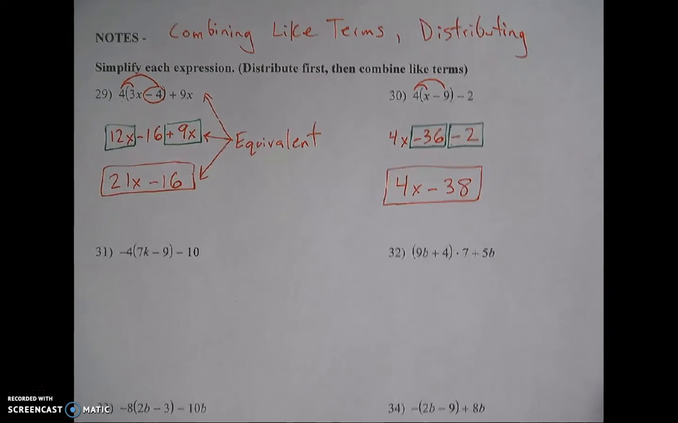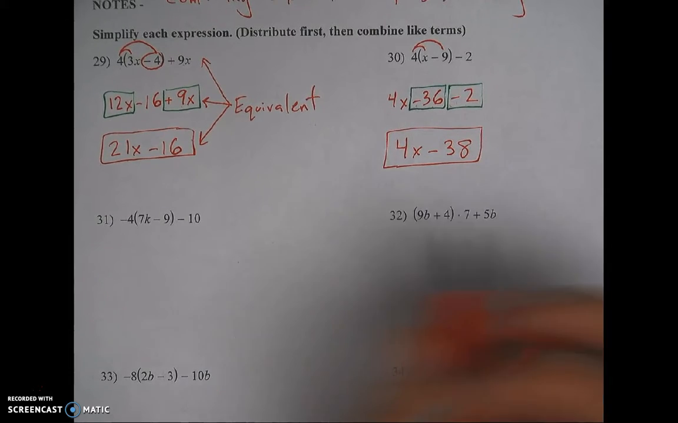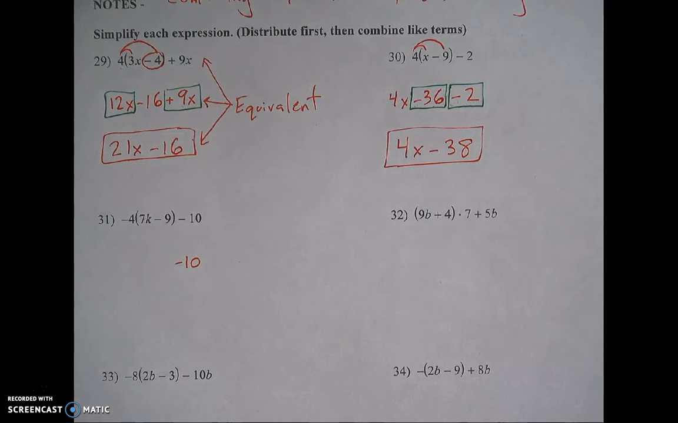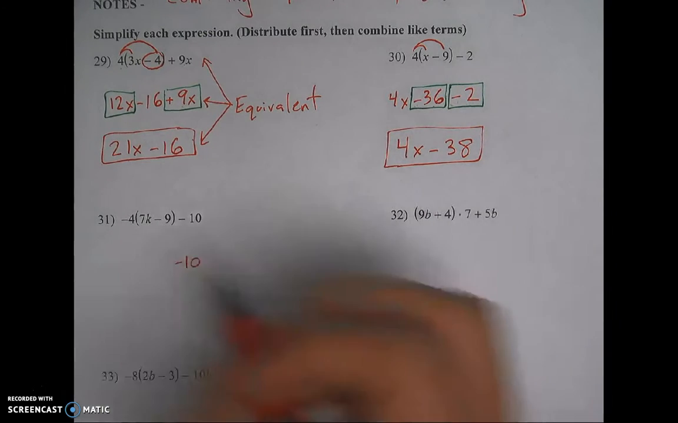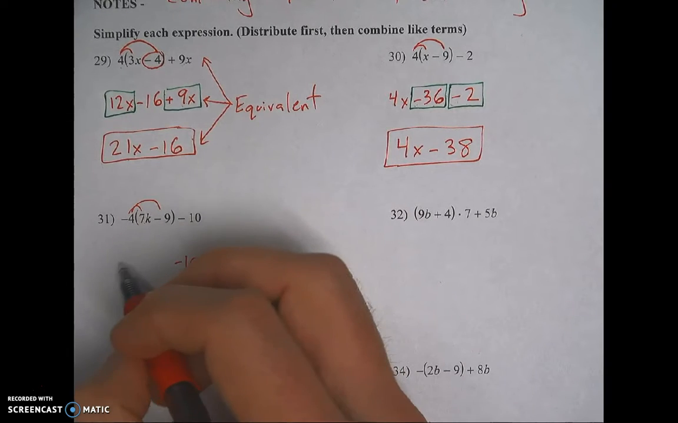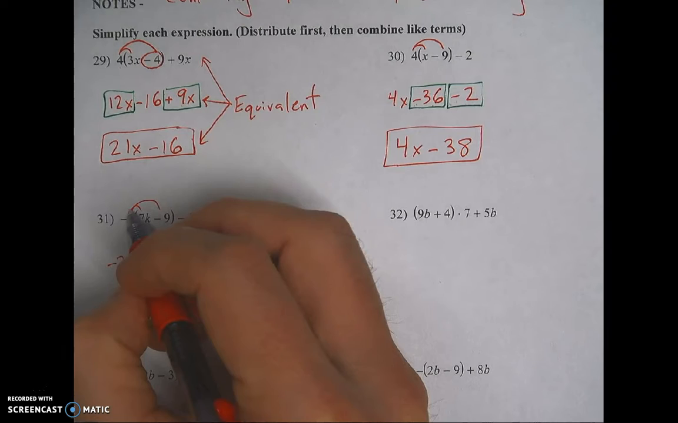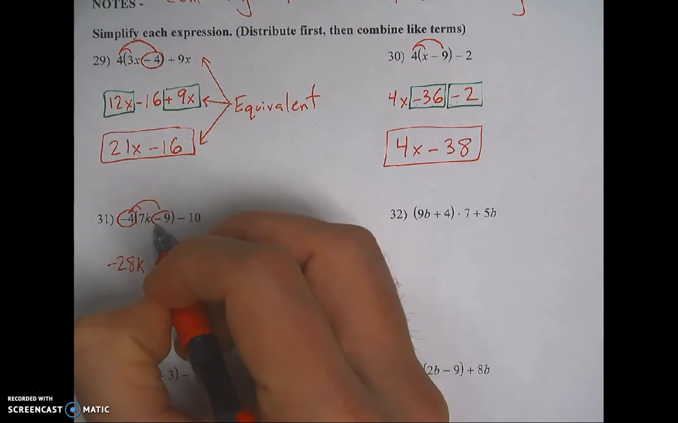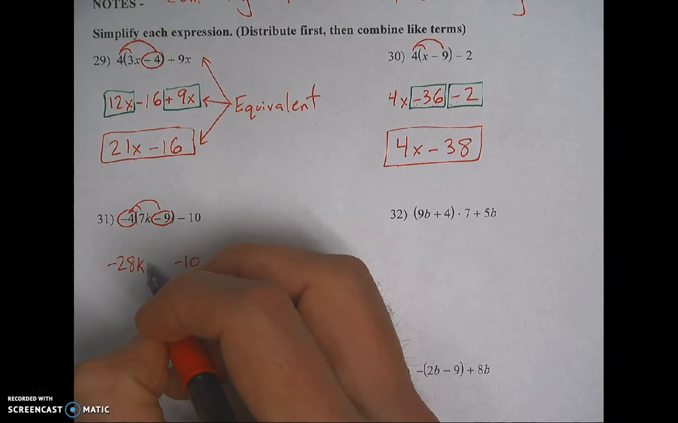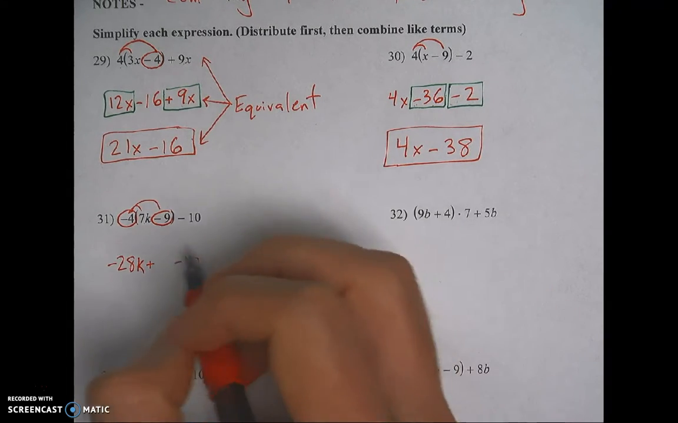Okay, same idea on 31. We've just got kind of more negatives to deal with, more minuses. So the minus 10 is coming down. Nothing there that I can do with it. This is the distribution. So negative 4 times 7 is negative 28k. And now, again, this is a negative 4, and this is a negative 9. So when I multiply a negative times a negative, that's a positive. So I have to write plus here. Plus 36.